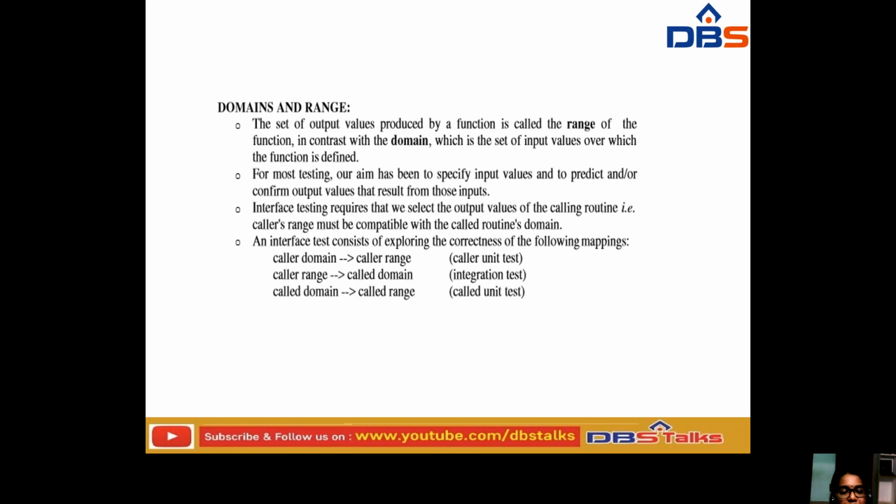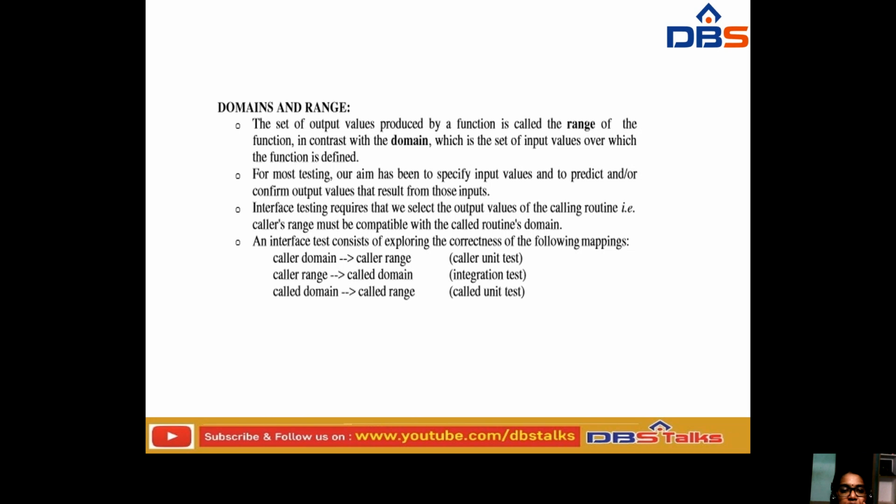Based upon these categories, we consider that the set of output values produced by a function is called the range of the function, in contrast with the domain, which is the set of input values over which the function is defined. For most testing, our aim is to satisfy the input variables and to predict or confirm the output variables that result from those inputs. Interface testing requires that we select the output values of the calling routine. That is, the caller's range must be compatible with the routine's domain. So an interface test consists of exploring the correctness of the following mappings.